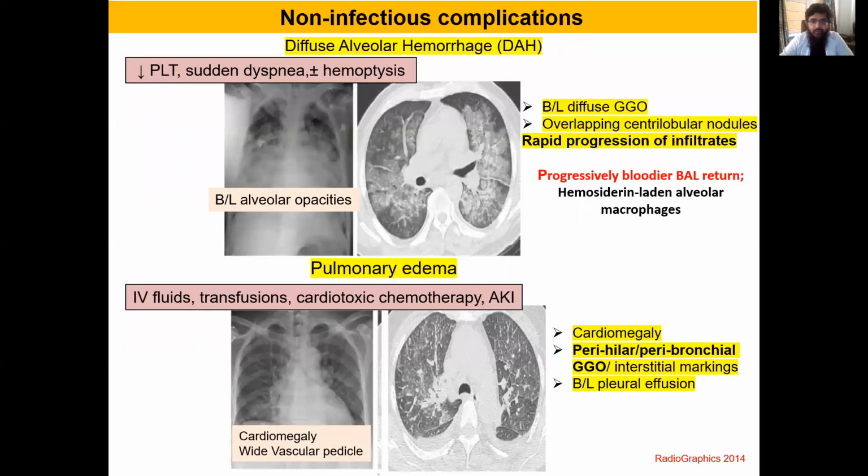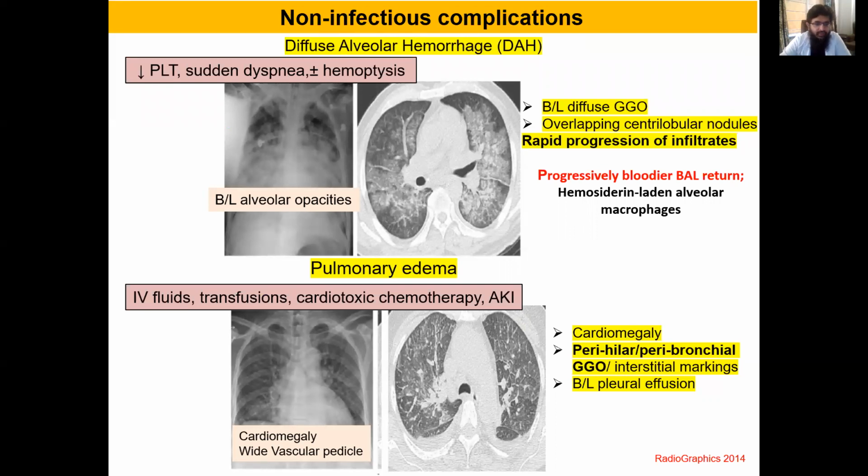Now coming to non-infectious complications. The common non-infectious complications that can occur in most of the patients are hemorrhage and edema. And we differentiate this based upon the clinical settings and the radiological settings. The patient comes with low platelets, sudden dyspnea, and hemoptysis. The X-ray shows bilateral alveolar opacities, and the CT scan shows bilateral ground glassing with rapid progression of infiltrates. We suspect DAH, which is confirmed by progressively bloodier BAL returns in bronchoscopy.